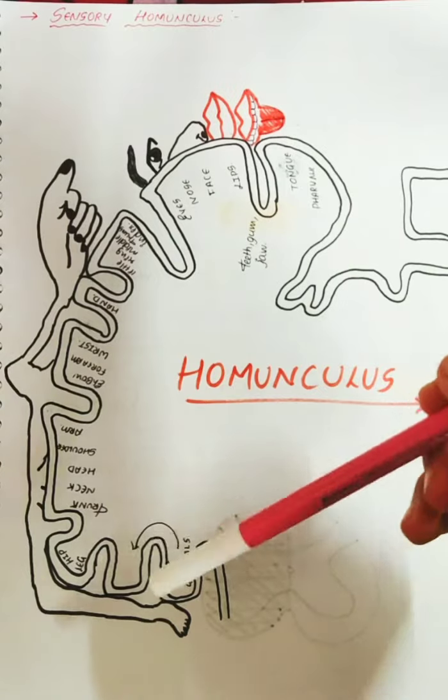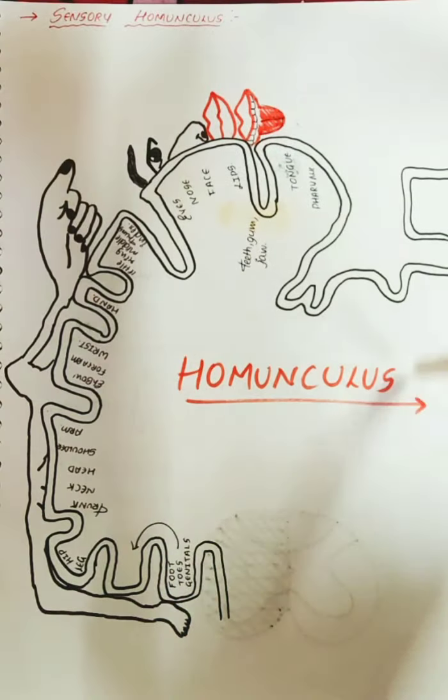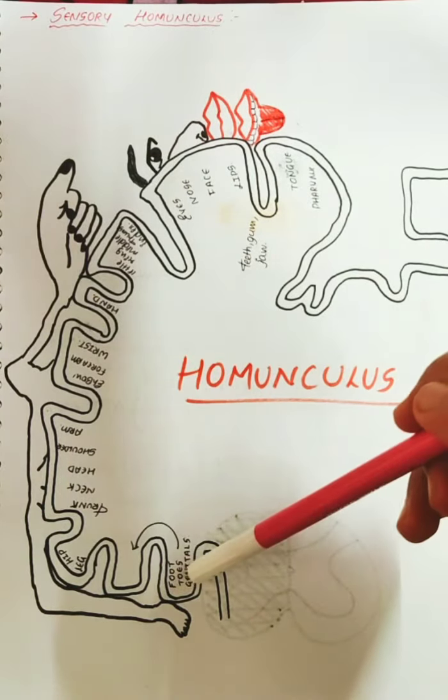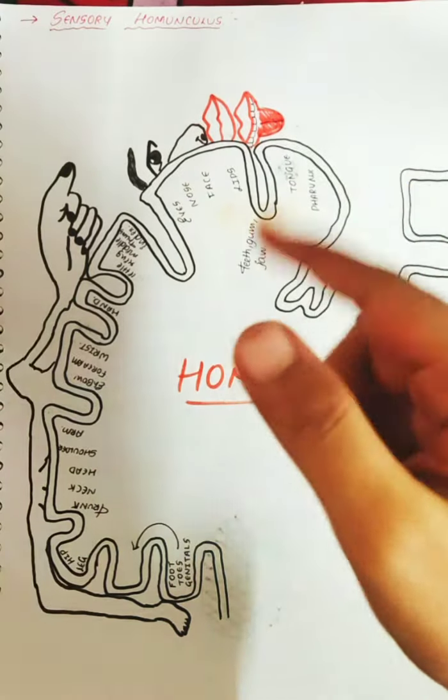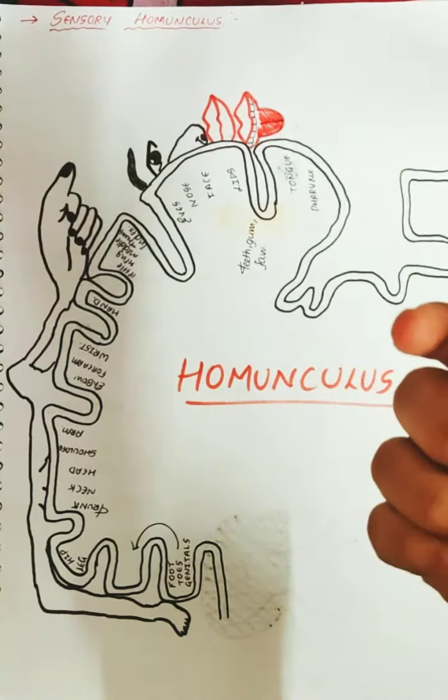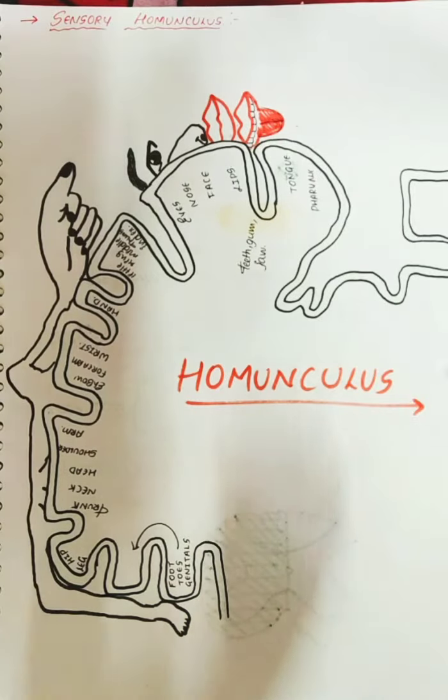So first you have your genitals. Then comes the toes of your leg. Then the foot to leg, leg to hips, hips to trunk. What does the trunk mainly include? The thorax, abdomen, pelvis, all this region.